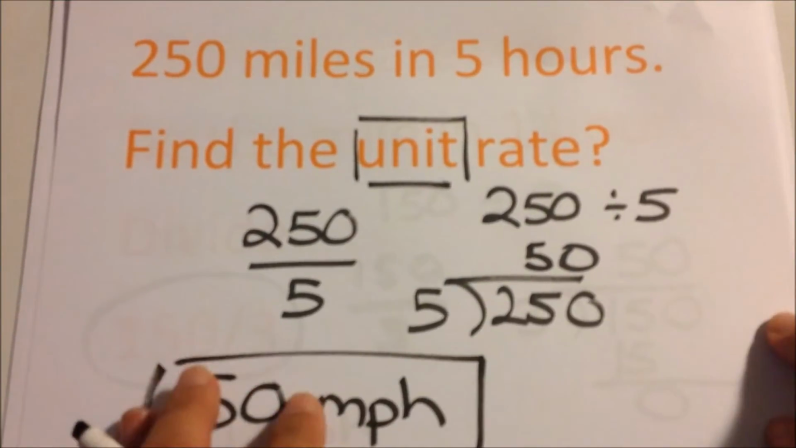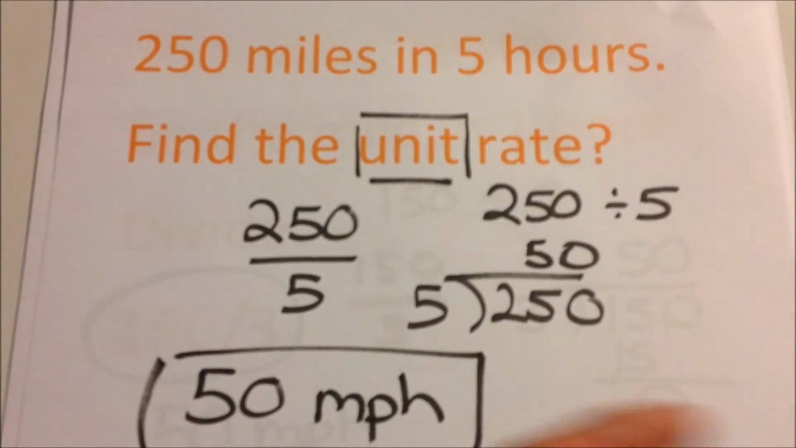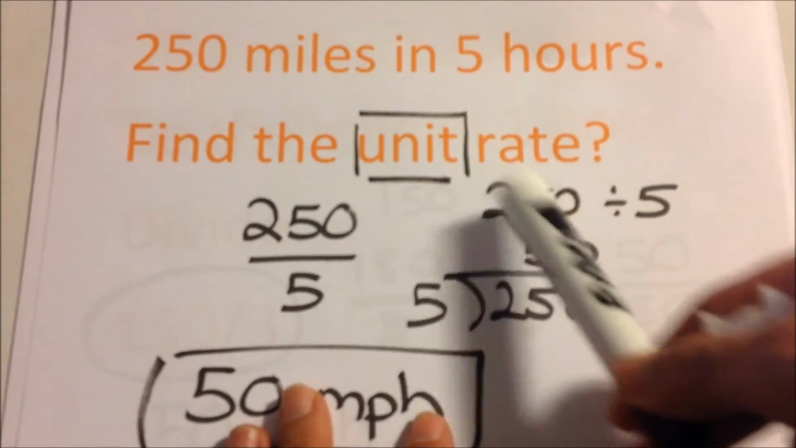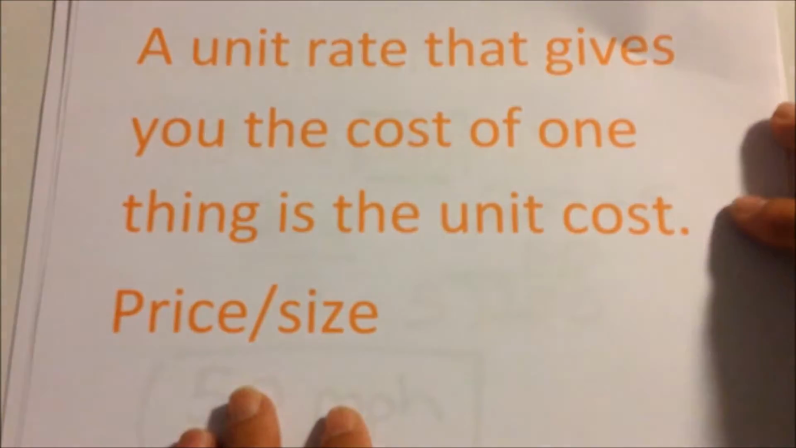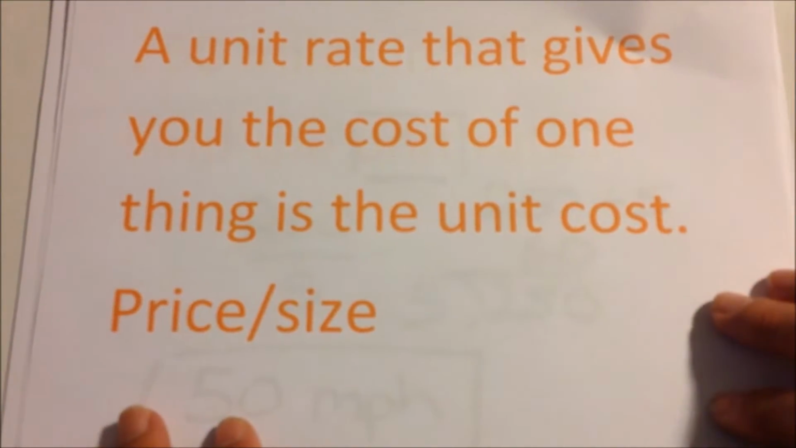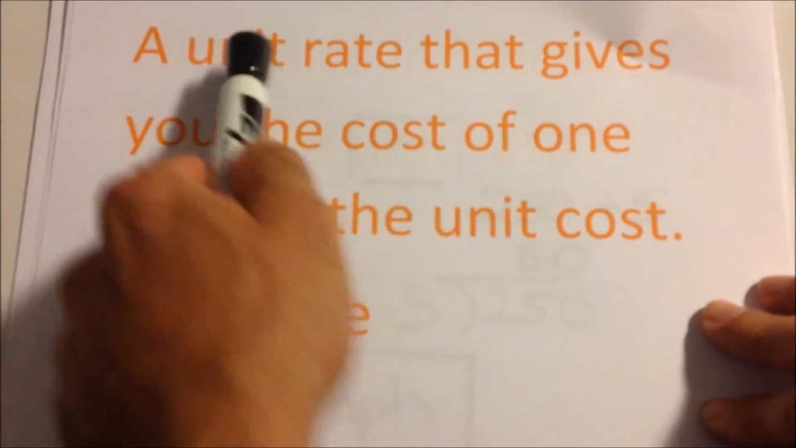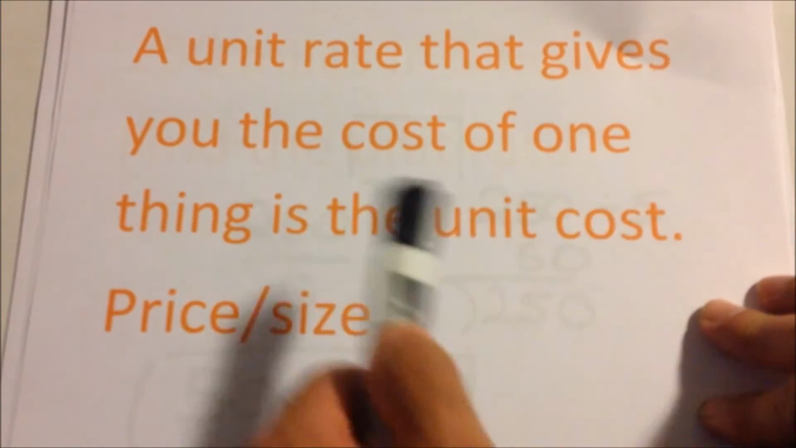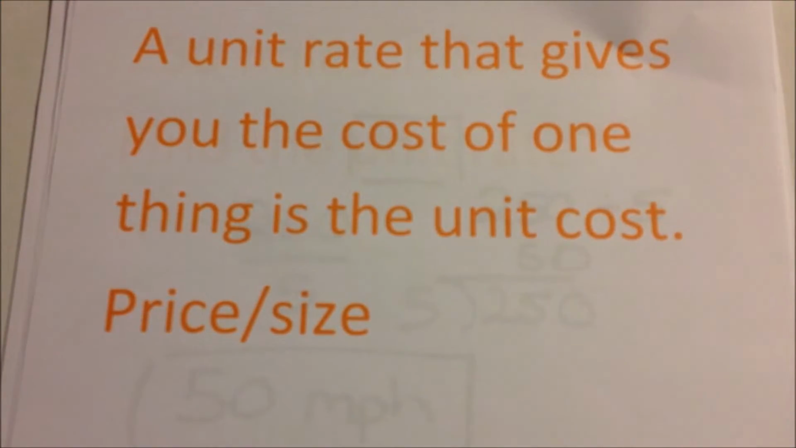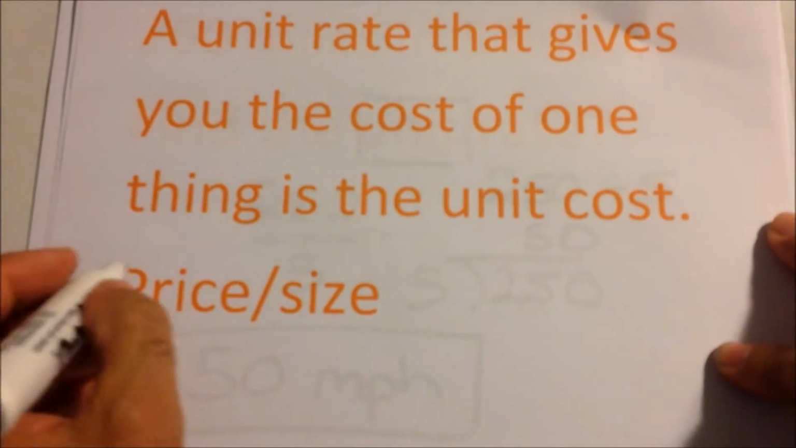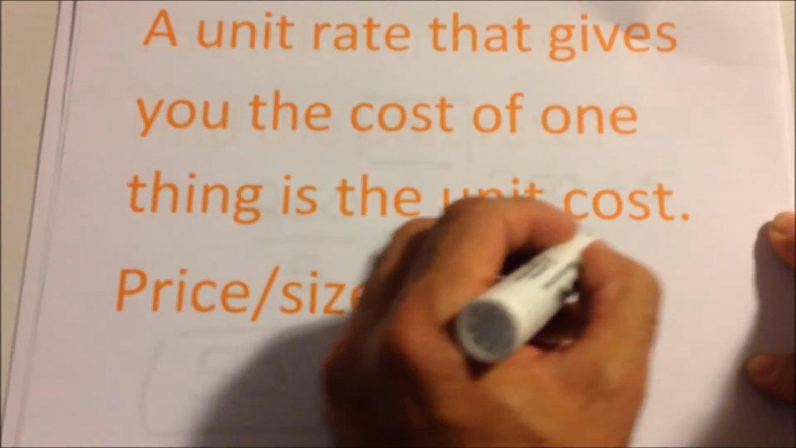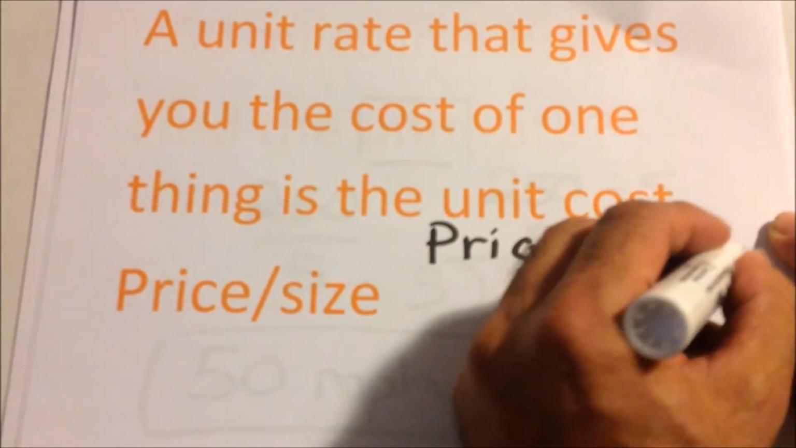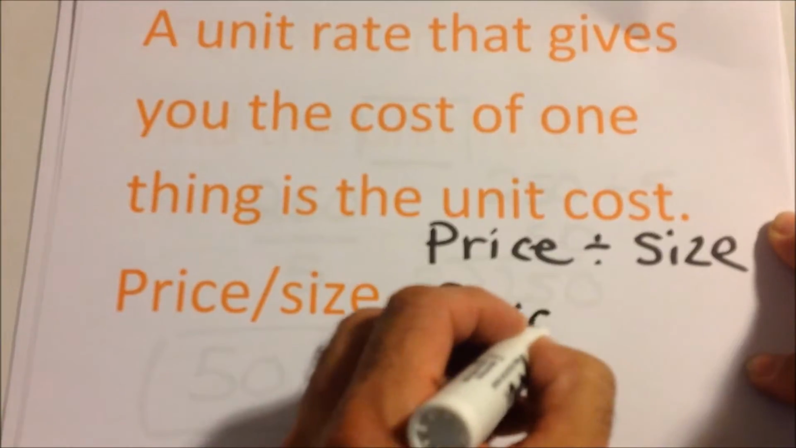Now it doesn't have to be hour, it can also be seconds or whatever the question says. In this case, we're doing hours, so the unit rate will be in hours. Now sometimes a unit rate will give you the cost of something. And if a unit rate gives you the cost of one thing, it's the unit cost. So the unit rate and the unit cost is the same thing. We'll just use unit cost in the supermarket, for example. Now to find the unit cost, you've got to take the price and divide it by the size. So the price divided by the size. You can also write that as a fraction.